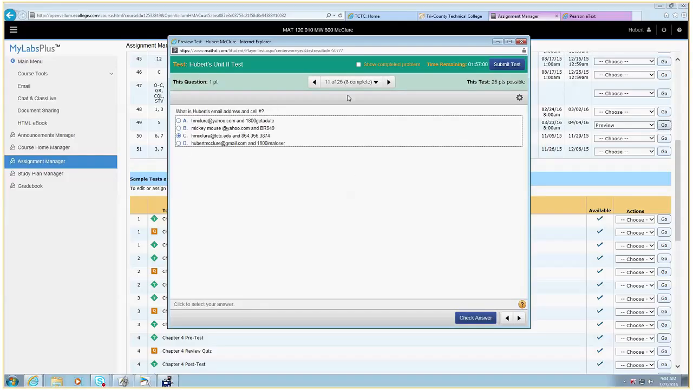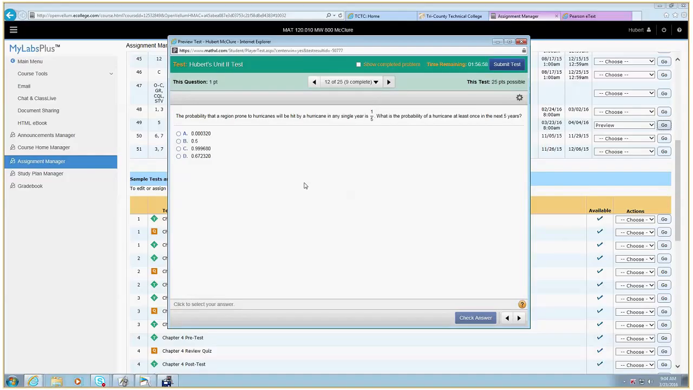Most missed question. The probability that a region prone to hurricanes will be hit by a hurricane in a single year is 1/5. What is the probability of a hurricane at least once in the next 5 years? That is a homework question. Okay? You should remember that from your homework. It's not very difficult.